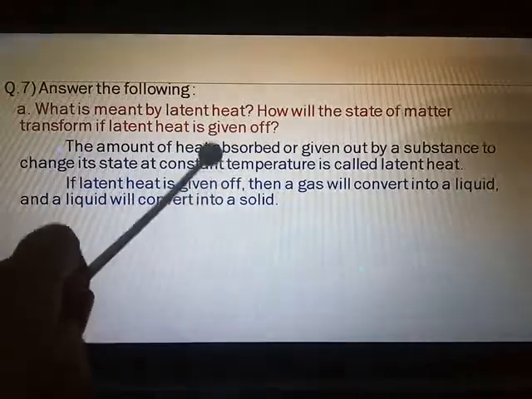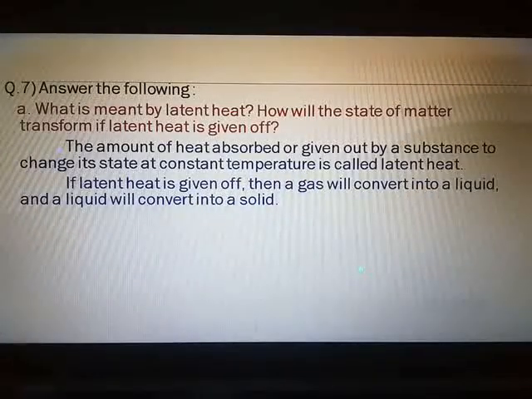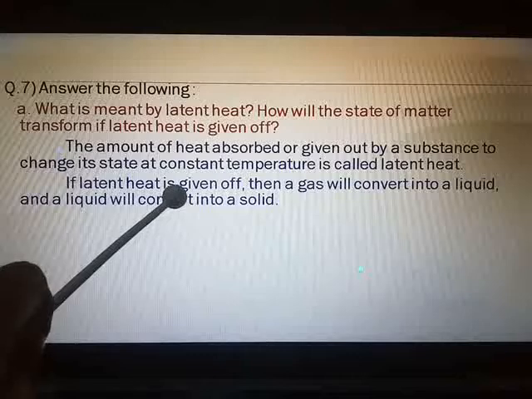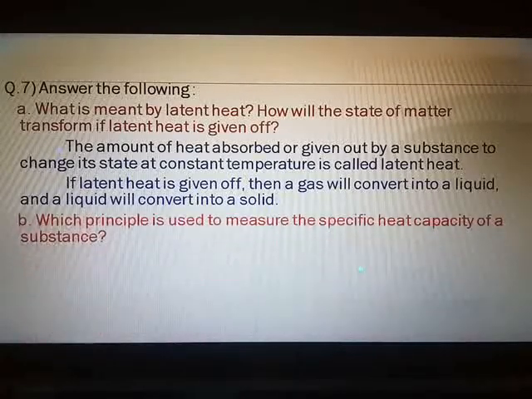If latent heat is given off, then a gas will convert into a liquid and a liquid will convert into a solid. They have asked, how will the state of matter transform if latent heat is given off? So you will write, if latent heat is given off, a gas will convert into a liquid and a liquid will convert into a solid. Very simple. Next question number 7B.